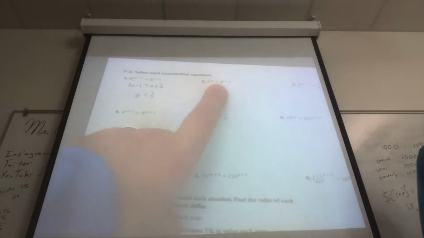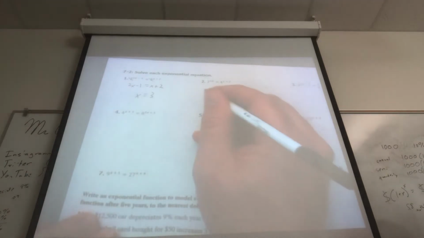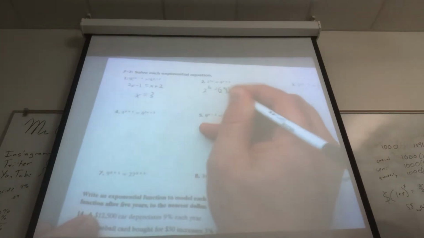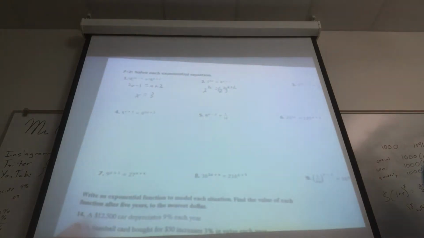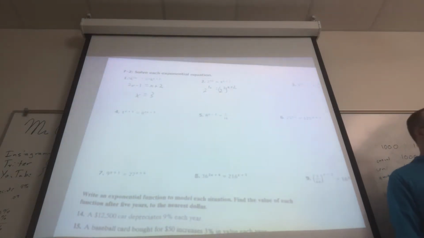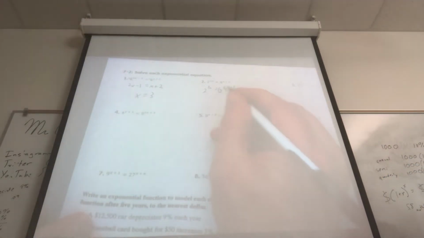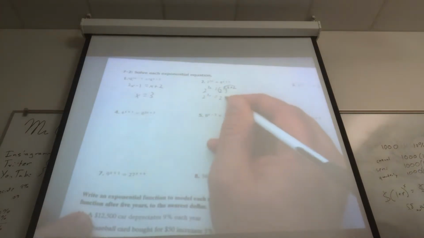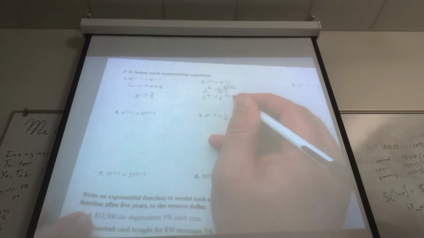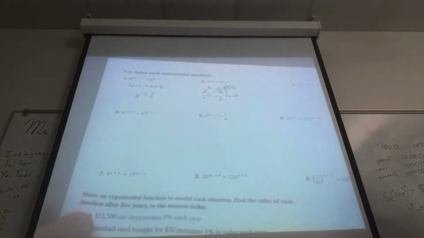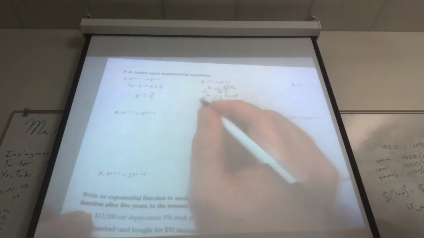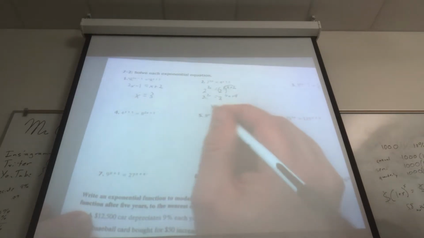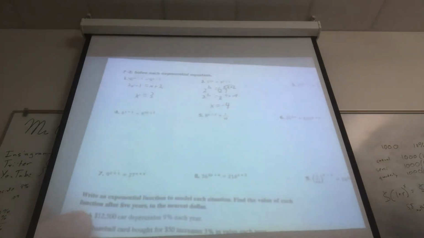On this one, 2 to the 3x equals 4 to the x plus 2. That's 2 to the 3x equals 2 squared to the x plus 2. All I'm doing is rewriting that 4 in base 2. I distribute this. I get 2 to the 3x equals 2 to the 2x plus 4. So I'm going to end up ignoring those 2's and solving the rest of it, which is going to be x equals negative 4.